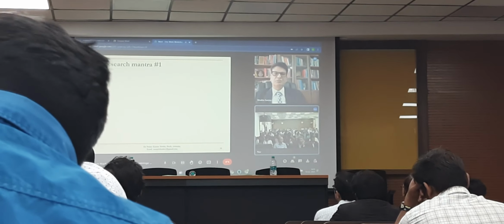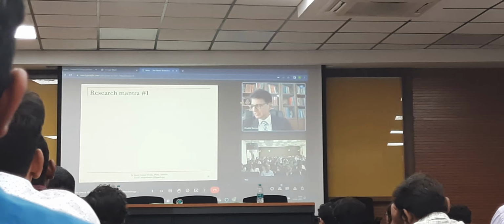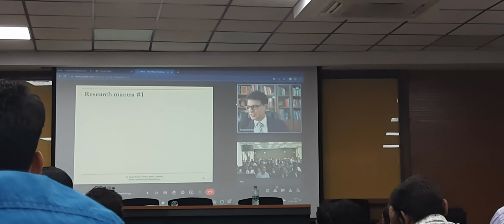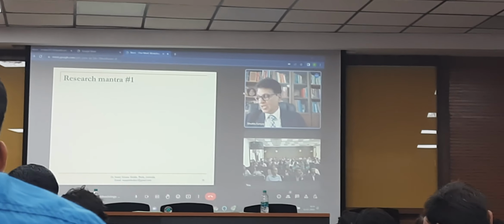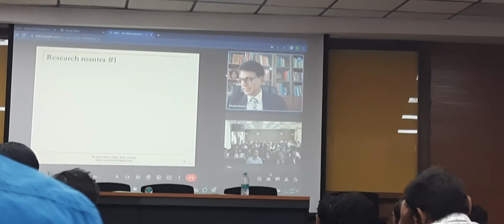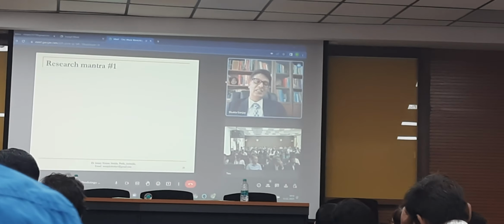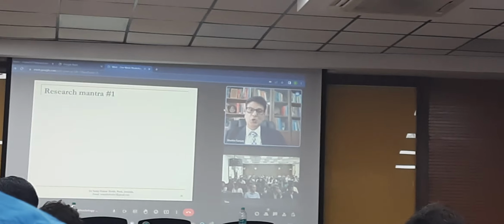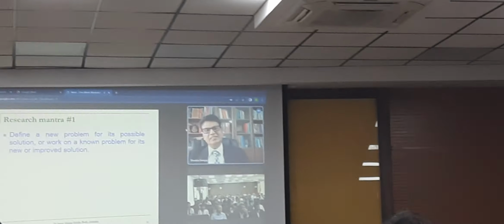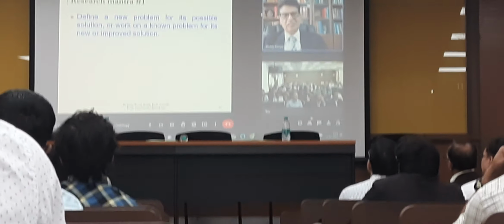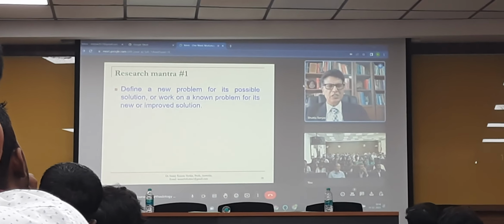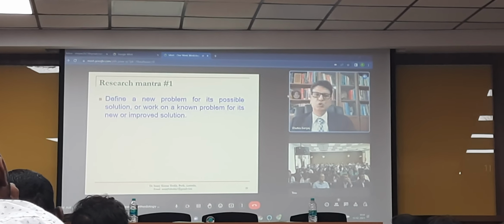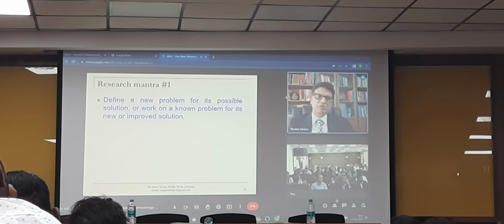Now coming to research mantra number 1. Before I mention that mantra, I can see how Professor Karam mentioned literature review, and Professor D.K. Singh mentioned selecting the real problem. So this mantra is related to what they talked about. The first mantra is, suppose I'm going to start my research from today, my focus should be how to define a new problem for its possible solution.